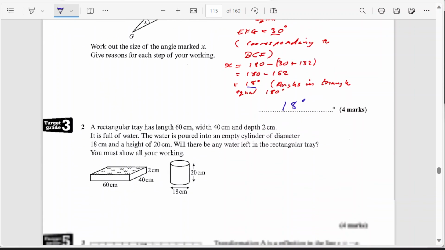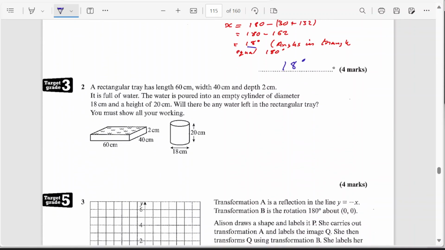Okay, question 2. A rectangular tray has a length of 60 centimeters, a width of 40 centimeters, and a depth of 2 centimeters. It is full of water. Water is poured into an empty cylinder of diameter 18 centimeters and height of 20 centimeters. Will there be any water left in the rectangular tray? You must show your working.